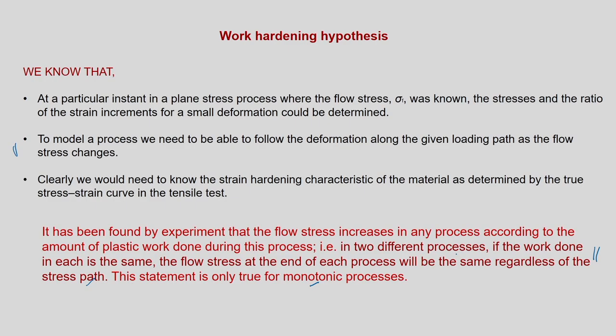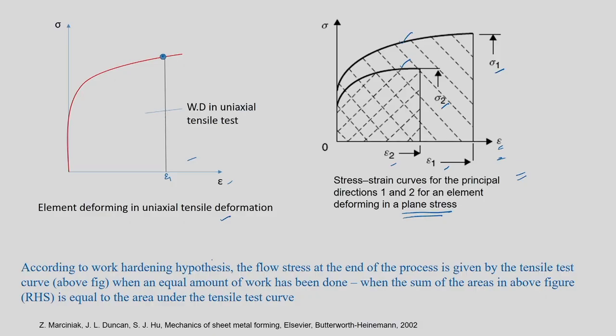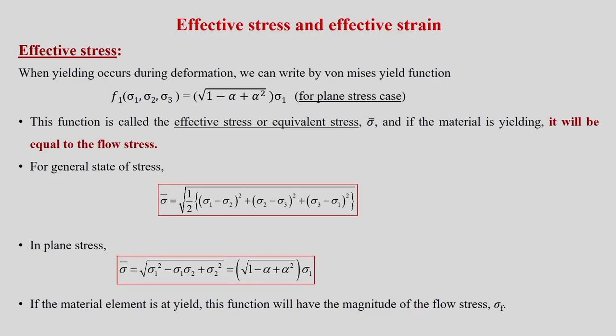Anyway, these are two small sections which we wanted to discuss here, but let us go to an important section just to complete this module, and then do some problems. This is called effective strain and effective stress. Effective stress is generally referred to as sigma bar, and effective strain is generally referred to as epsilon bar. This is the way we write this.